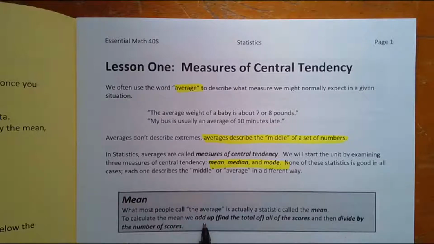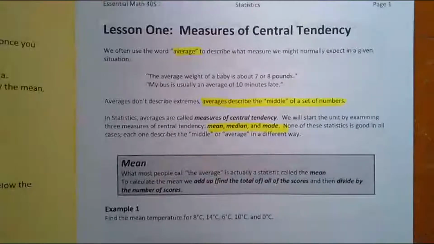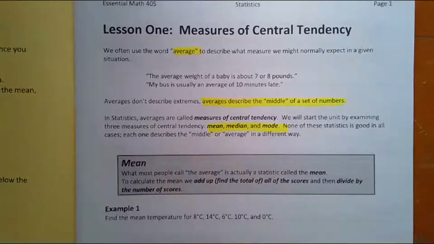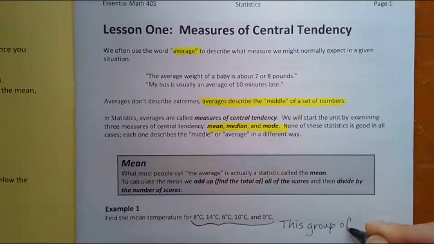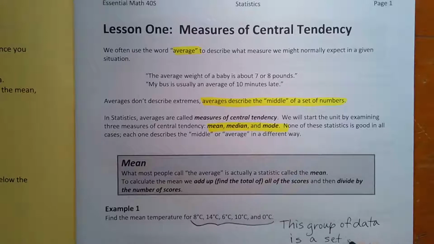Now, to calculate the mean, we add up, we find the total of all of the scores, all of the pieces of data, and then divide by the number of scores. So the mean is very easy to calculate. If I'm given a group of data here, let's just look at this. This group of data, because any set of numbers can be referred to as data, right? This group of data is a set of, okay, let's see, 1, 2, 3, 4, 5 temperatures.